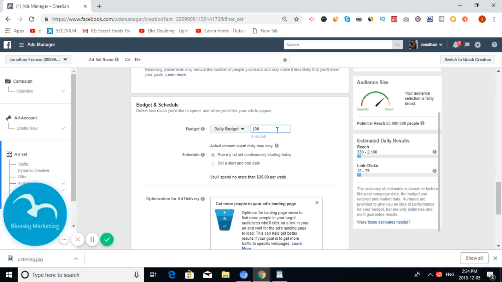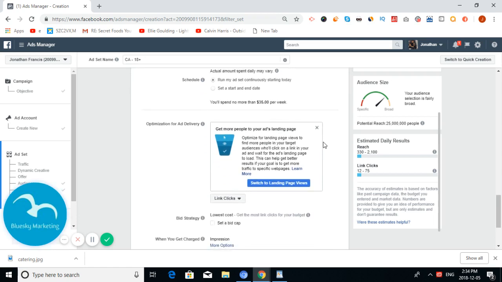But do take into account the amount of money that you spend on a daily basis is going to affect the amount of clicks, amount of reach, and obviously the overall potential of your ad. But when you're just starting out and you're just creating your first couple ads, you don't want to spend too much, maybe $5 to $25 at the max. So let's just say I put it to $5 only.